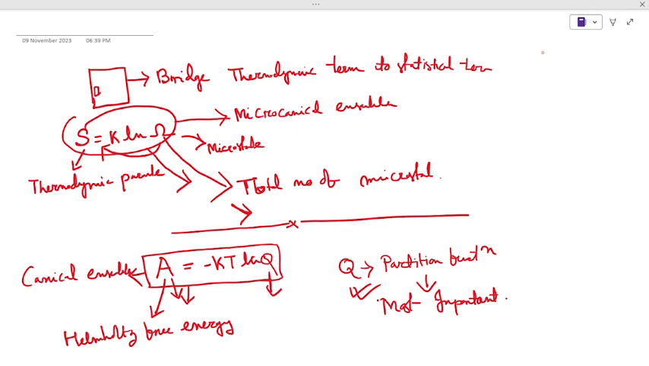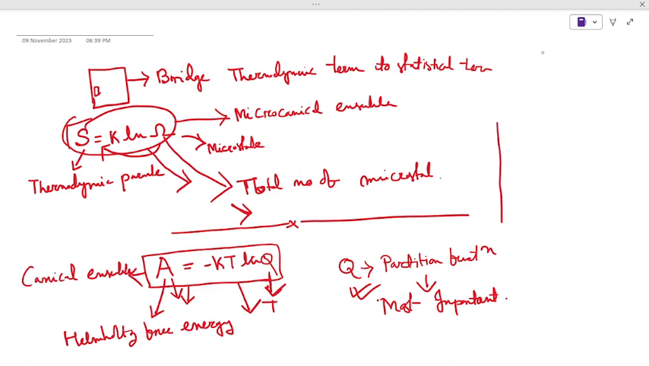From statistics, we get the Q value. Q means the partition function, from statistics. And this is the thermodynamics. This is the connection here. In the canonical ensemble, this is the connection. So you already learned that in the microcanonical ensemble, this is the connection. In the canonical ensemble, this is the connection.